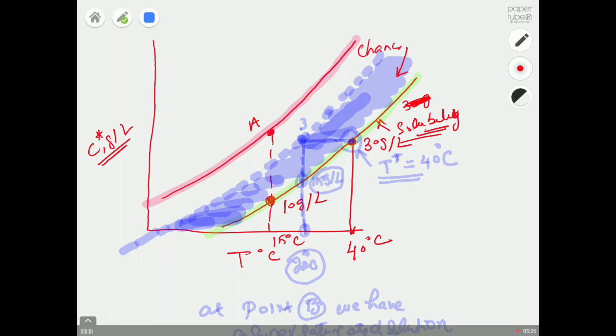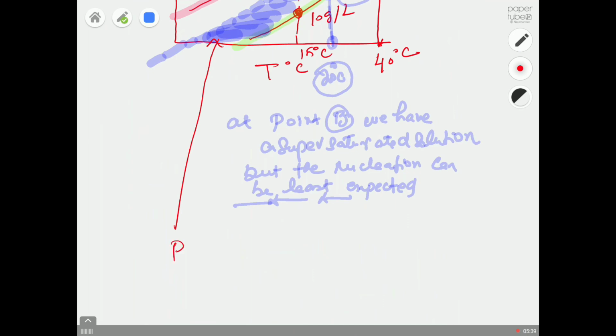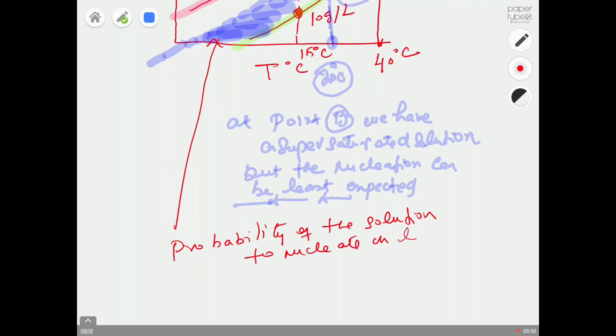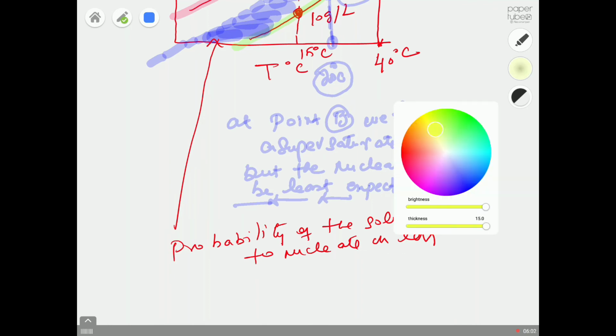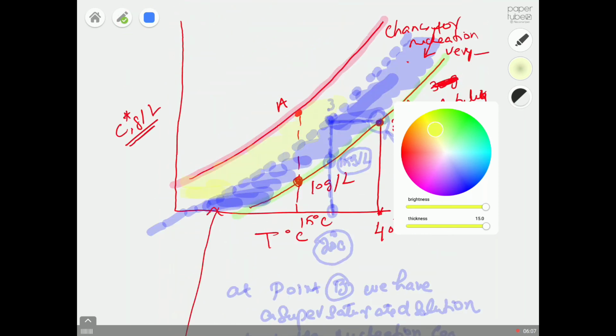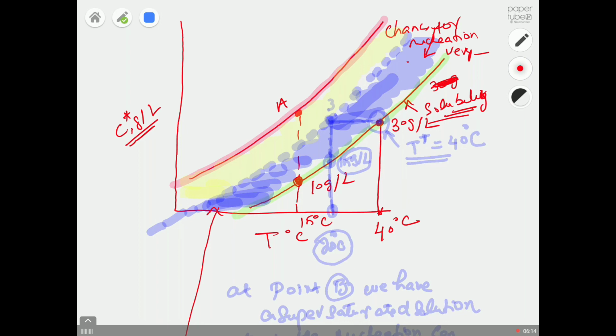So the chance for nucleation is very less, or you can say the probability of the solution to nucleate is less. But when your solution is at point B or somewhere, let's change the color. If you are in this yellow region, you have more chance of entering into the nucleation zone, and above this line, definitely the solution will nucleate.